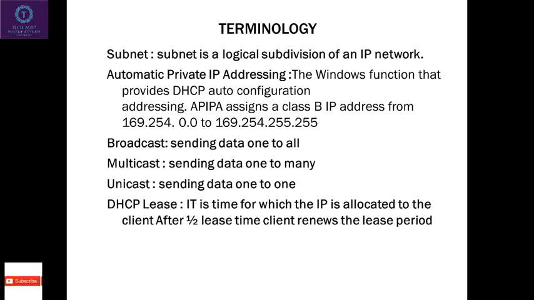DHCP lease. It is the time for which an IP is allocated to the client. By default, the lease period in DHCP is 8 days. You can keep it as unlimited also. The client will renew the lease once the lease period is at 50%, that is 50% of 8 days, that is 4 days. When it completes, it will renew the IP lease period.